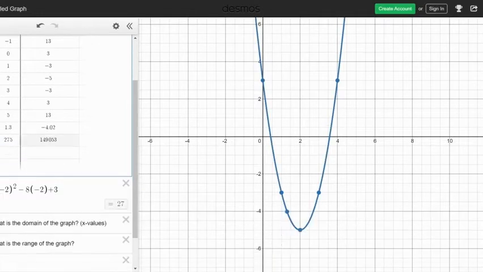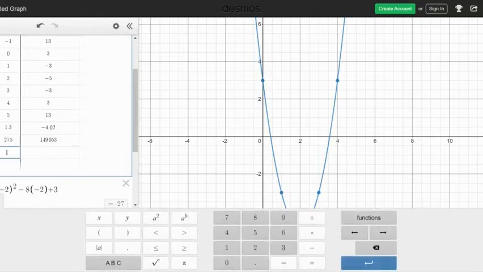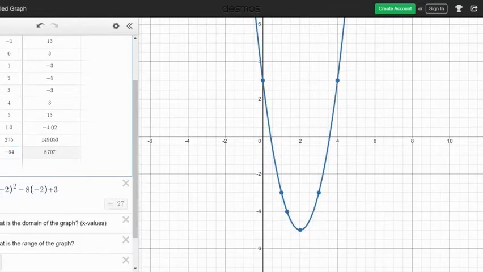I don't want to graph it, but I can plug in a really big x value. I can also do negative values like -64. Again, I'm going to get a really big answer. I won't want to plot it, but the idea is I can plug anything I want for x and I'll get an answer. So that's why we say the domain of every quadratic equation or every parabola is all real numbers. Now, what about the range?